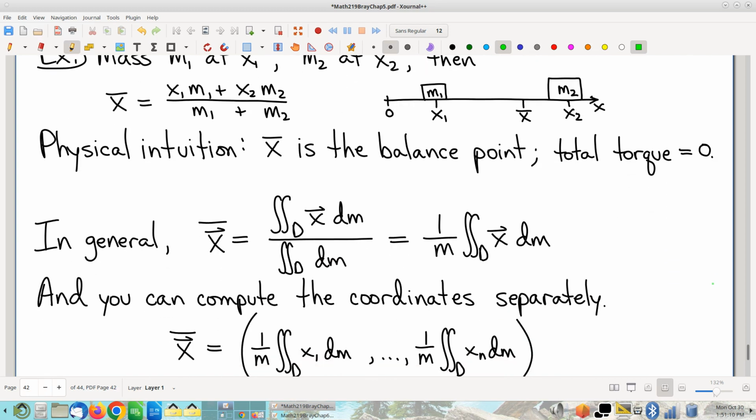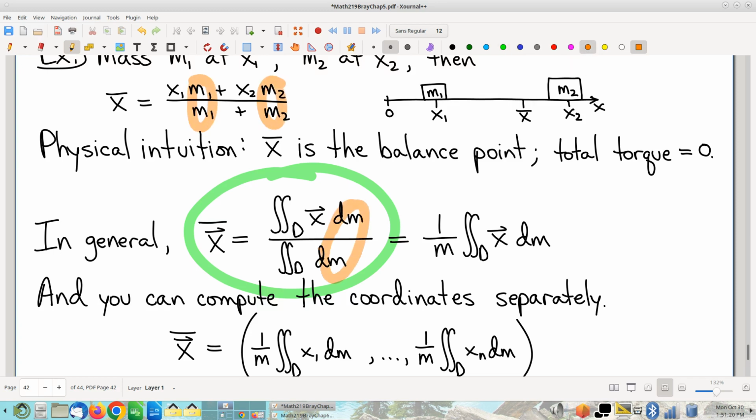Again, copycatting. Here's the sort of generalization. If you have more than 2 pieces of mass, if you have like a continuum of mass, again, we use the masses as the weights. We, again, are taking a weighted average of position. Position in general being represented by a vector, right?